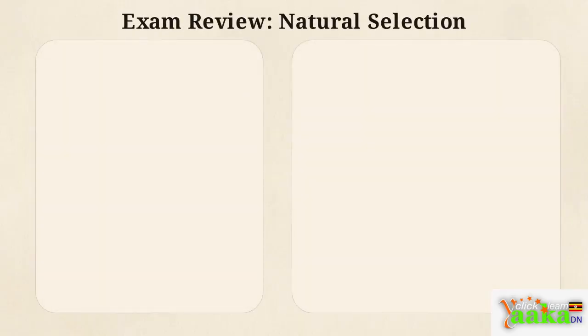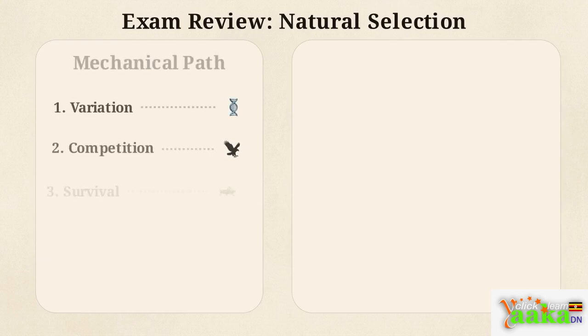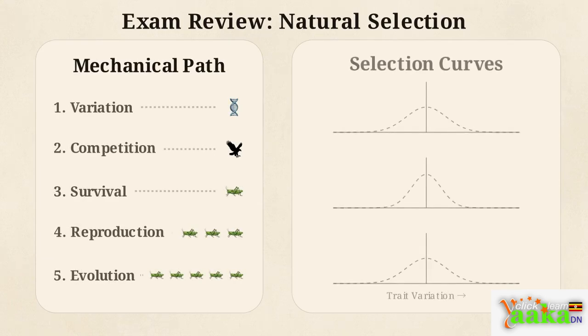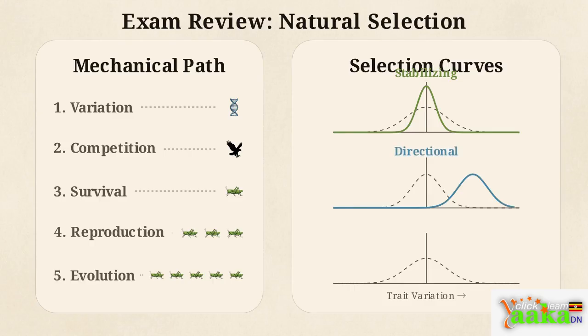This cheat sheet lays out the entire process for exam review. On the left, the 5-step mechanical path of natural selection. On the right, it displays the 3 selection curves that map how traits shift over time: stabilizing selection favoring the average, directional selection pushing toward one extreme, and disruptive selection favoring both extremes simultaneously.